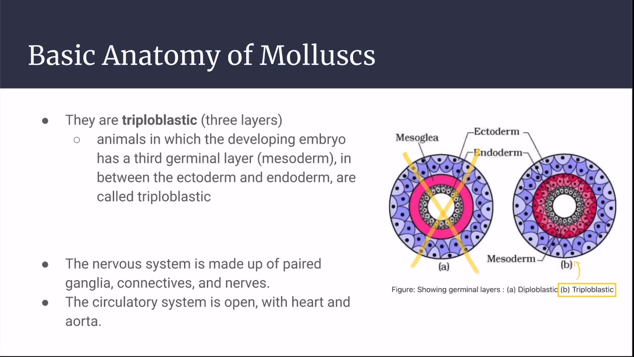So moving on, basic anatomy of mollusks. They are triploblastic, which means their embryos have three layers, which is cool and unique for this phylum. And they have a pretty developed nervous system made of paired ganglia, connectives, and nerves. And they also have an open circulatory system with a heart and an aorta, which is pretty cool because they're such small creatures that they can have pretty developed systems.